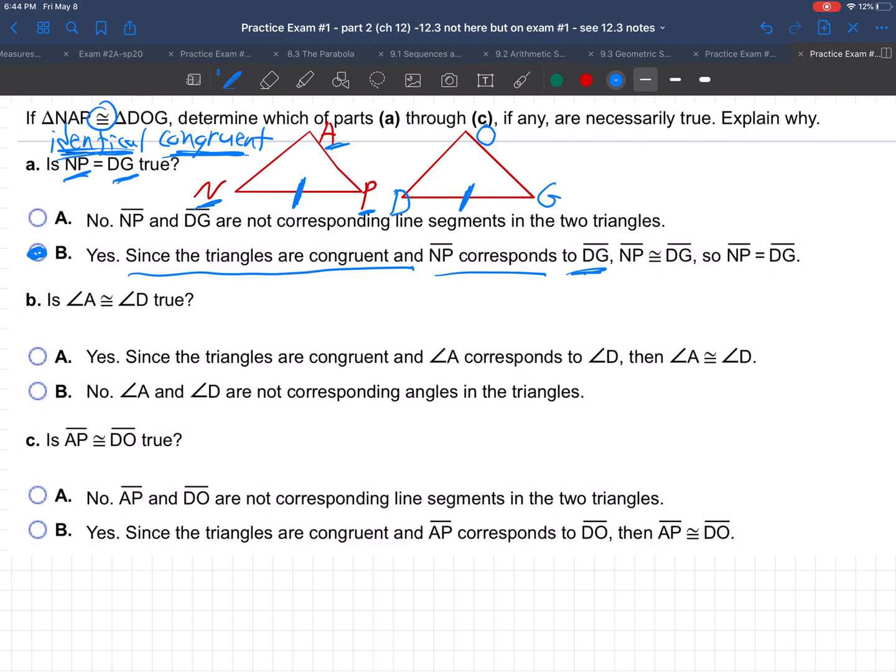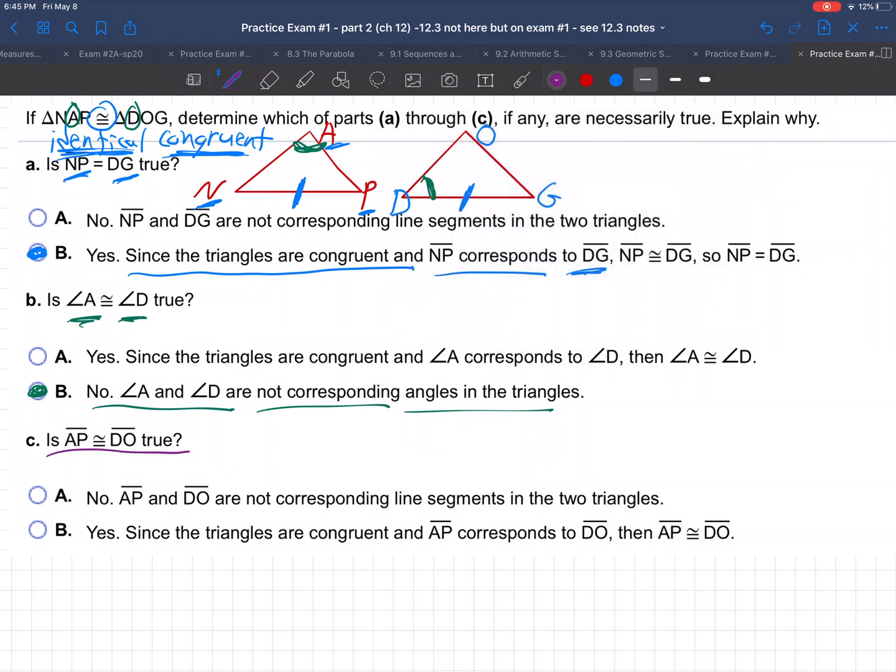Okay. Now, let's try the next part. Is angle A identical to angle D? Here's angle A, and here's angle D. No, they're in different spots. So even though those two triangles are identical, they're specifying angles that are in different spots. Right? A comes in the middle here, D comes in the front there. So those are different angles. So no, angle A and D are not corresponding. Corresponding means they're in the correspondingly same spot. They're in different spots.